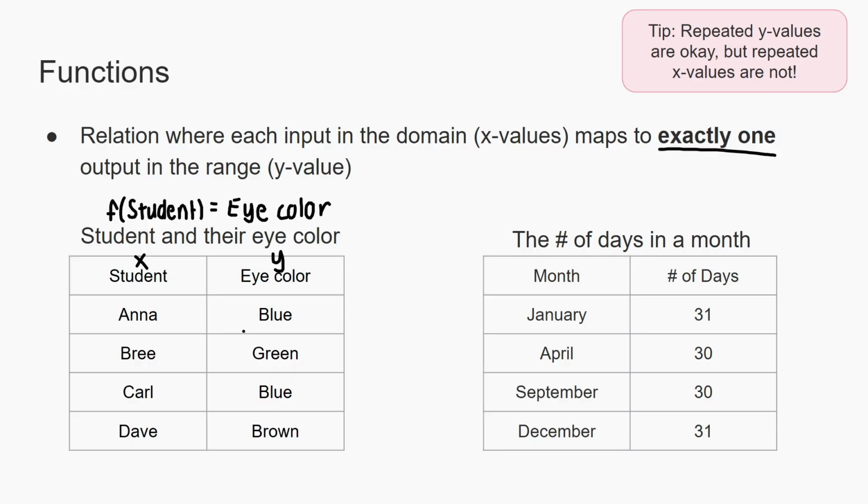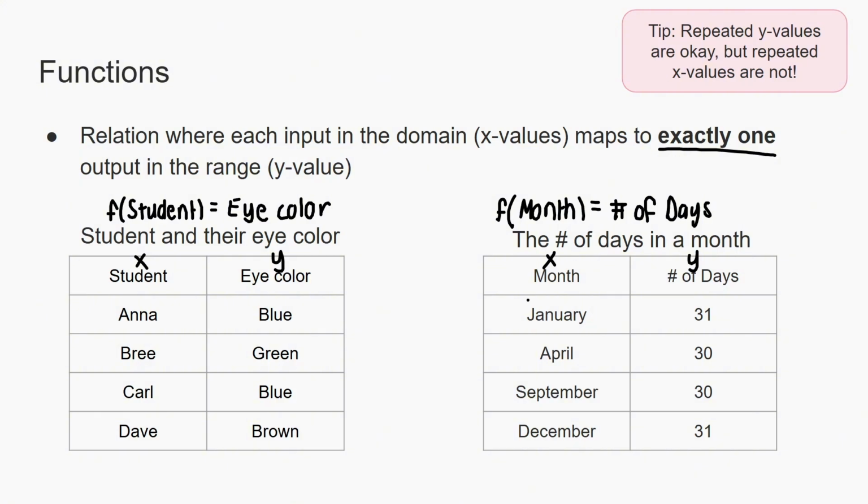We know this is a function because every time you put in Anna, you'll get blue. You'll get the exact same eye color. So that means that one single input has one single output. Now, let's go over to another function, the number of days in a month. Like before, our month is our x, and our number of days is going to be our y. So our function can be written f(month) equals number of days.